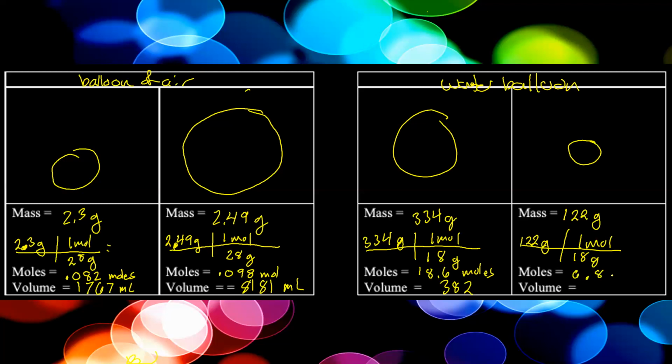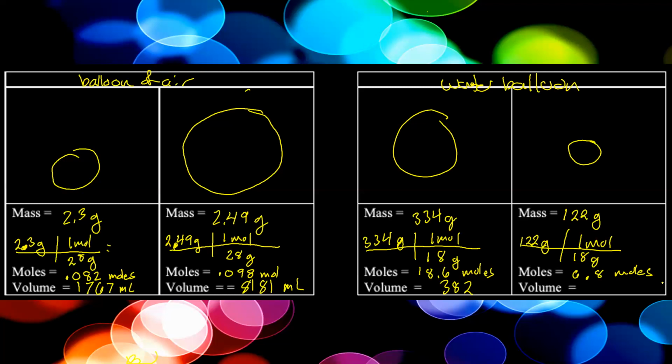Okay, let's call it 6.8. I'm good with that. Let's call that good. Okay, so the moles have gone down. Now, what did we visibly see with the balloon? We visibly saw it get smaller. So if volume goes down, the moles should go down as well.